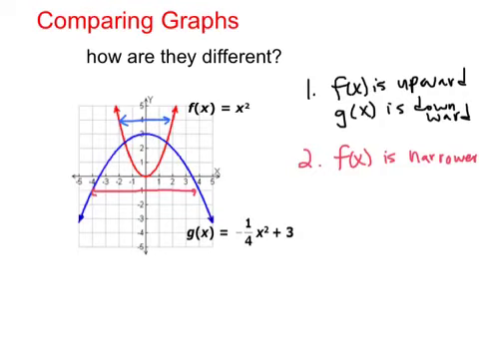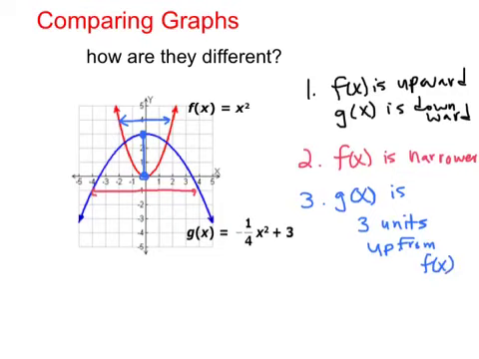And then the third thing that we can point out here is that g of x is higher, or we could say that it's 3 units up. Because if we look at it, this is f of x, and so g of x is 3 units up from f of x.